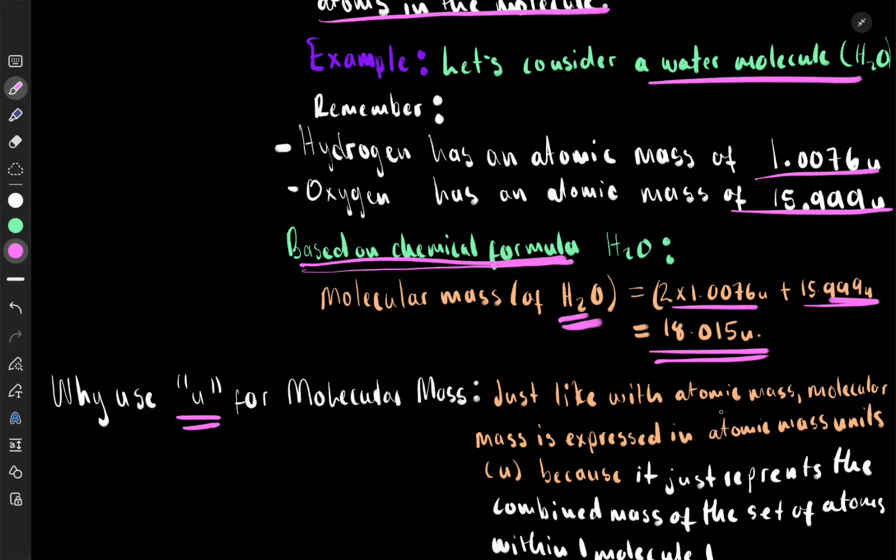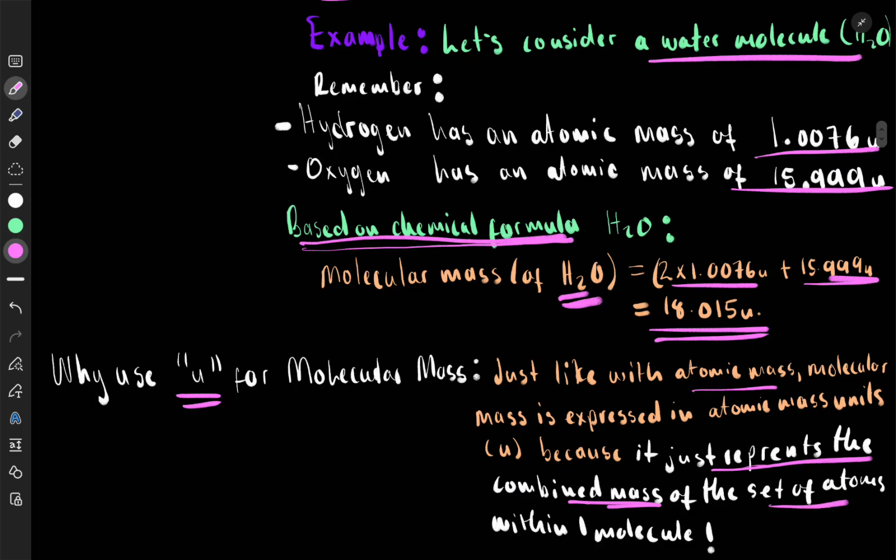Why do we use atomic mass units again? Just like the atomic mass, it is expressed in atomic mass units because it represents the combined mass of a few atoms within one molecule. So we can't change from U, because we're just dealing with a few atoms, not a lot. We stick to atomic mass units to keep our calculations easy, because we're still dealing with small particles.